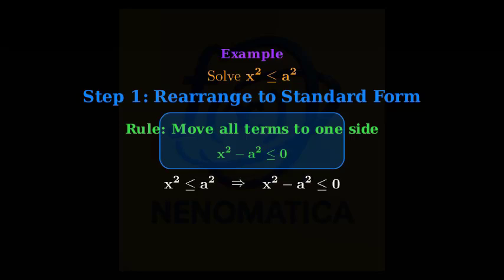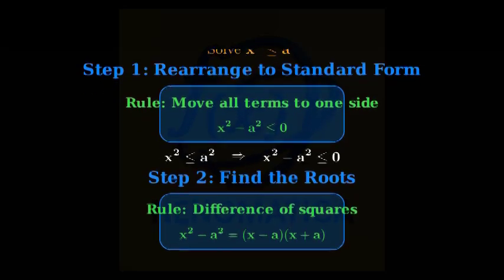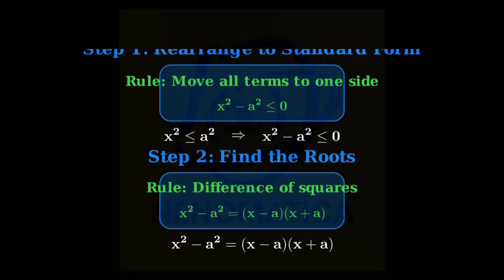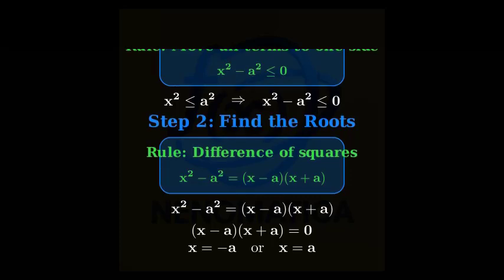Starting with x squared less than or equal to a squared, we subtract a squared from both sides to get x squared minus a squared less than or equal to 0. Step 2. Find the roots of the corresponding equation. Our tool here is the difference of squares identity. Factor x squared minus a squared as (x minus a) times (x plus a). Set it equal to 0 to find the critical points x equals a or x equals negative a.